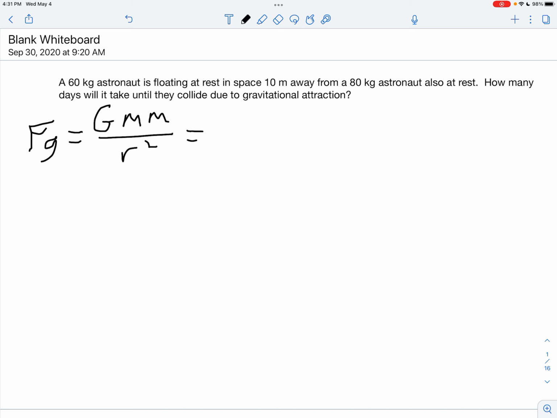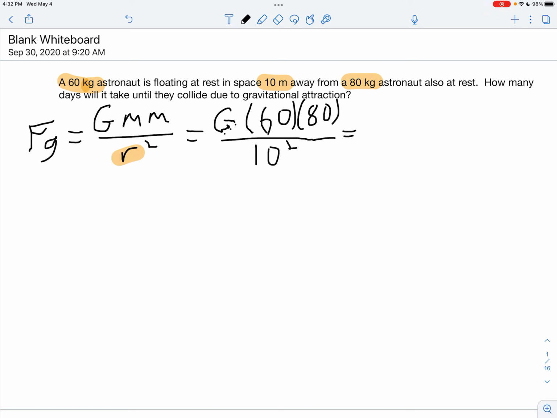So for this, I'm going to leave G as G. I have two M's, there's one M, there's the other M, my two masses. So I have 60 and 80. And then I'm going to divide it by my distance squared. So my distance is my R, and that is 10 meters. So I'm going to put this in the calculator, and I'm going to get 48 G.